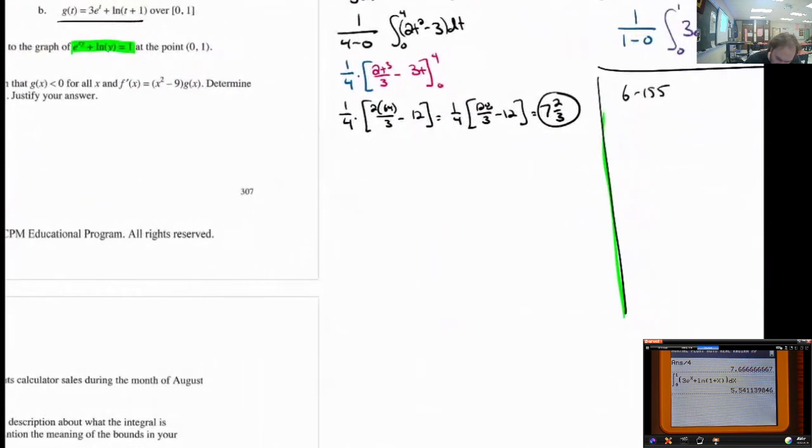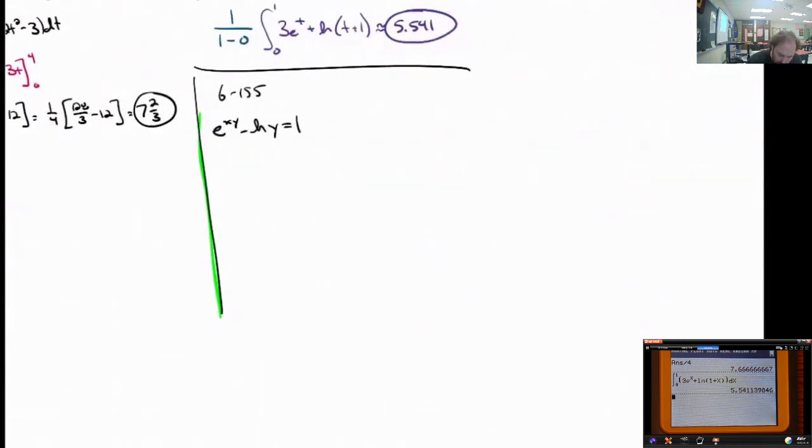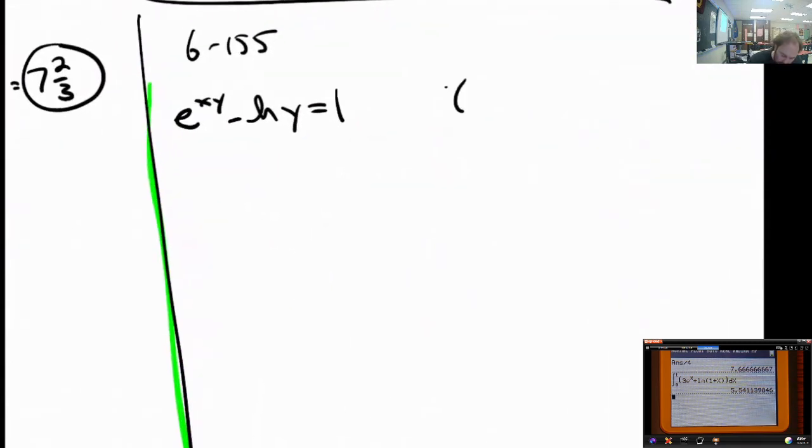Our function is e to the xy minus the natural log of y equals 1. And we are doing this at the point (0, 1). We're looking for the equation for a tangent line at that point.